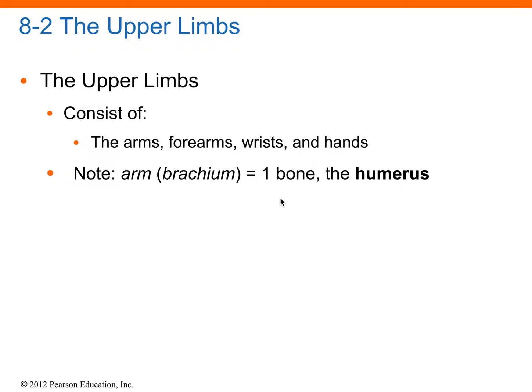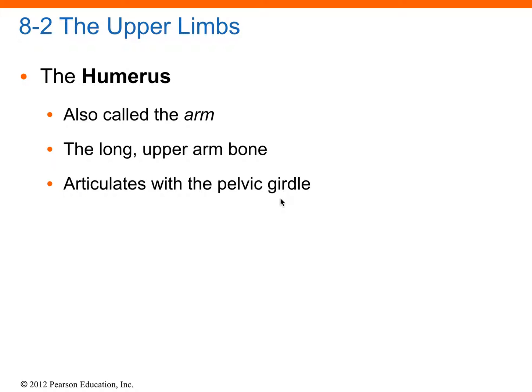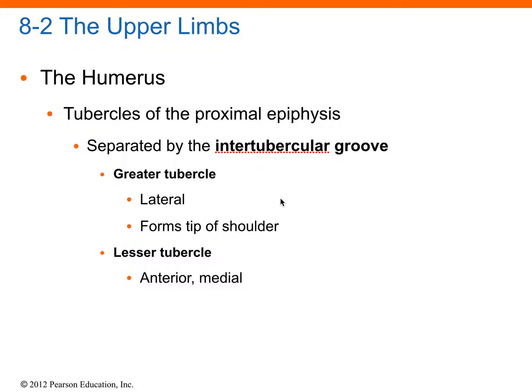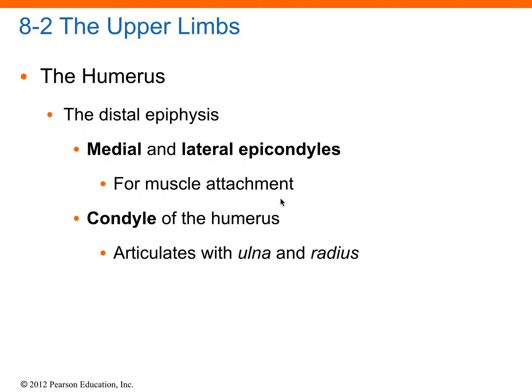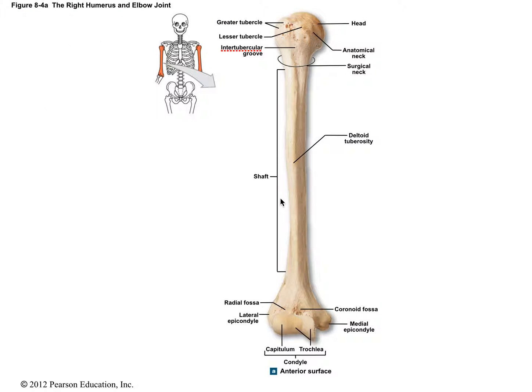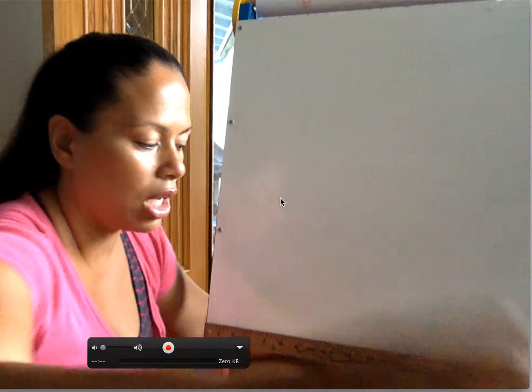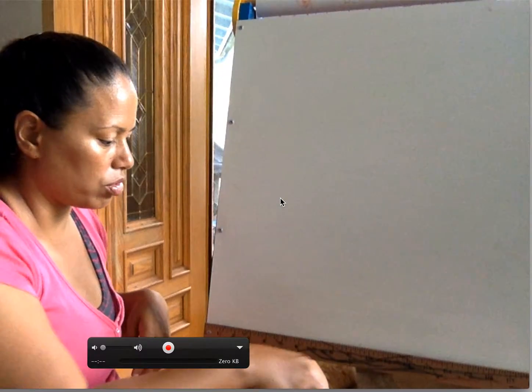So we have the humerus. It's the upper bone of the arm, and there are some landmark structures that I want you guys to take a look at. I found that it's a little bit easier to draw it.